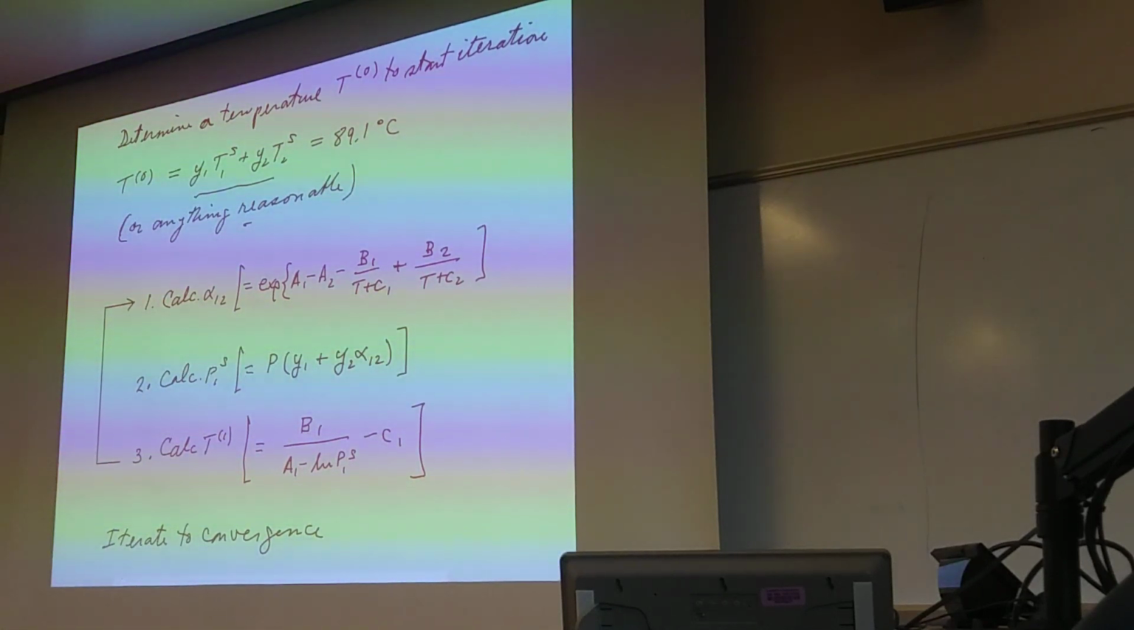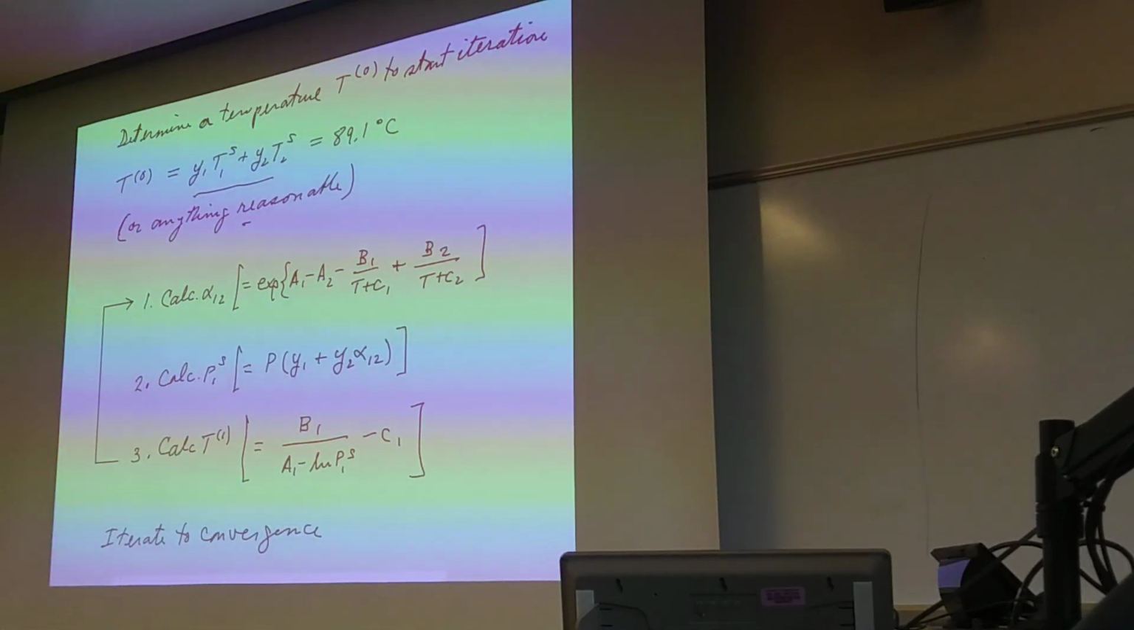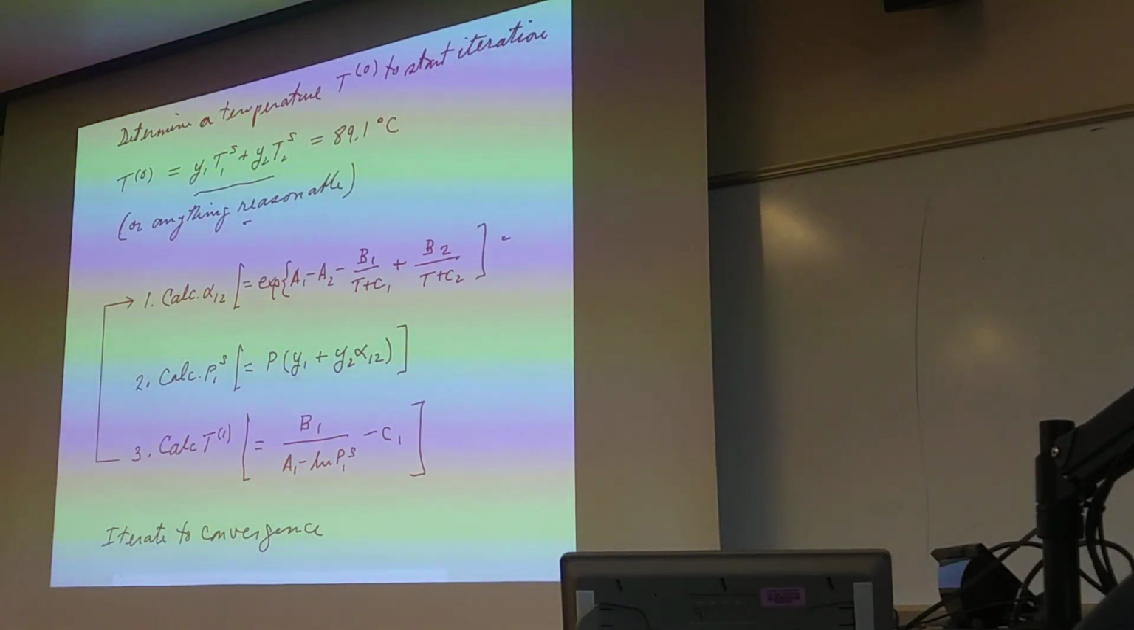So our procedure is to first calculate the relevant relative volatility, which in this case is alpha 1,2. Here it is written out for you. And then once we've got alpha 1,2, we can calculate the vapor pressure that we're iterating on. This P1S in this case, here's the expression. And once we've got that vapor pressure, I can invert the Antoine equation for it and calculate the next value of temperature and then iterate this whole thing to convergence.